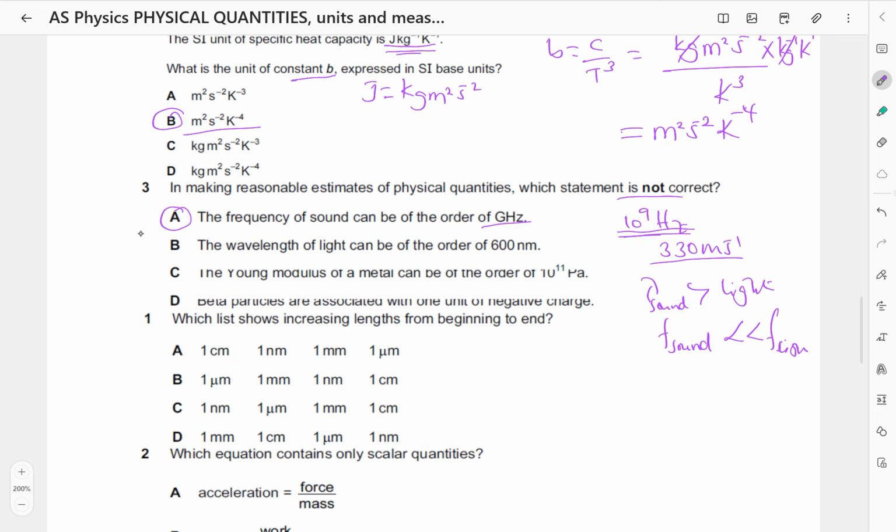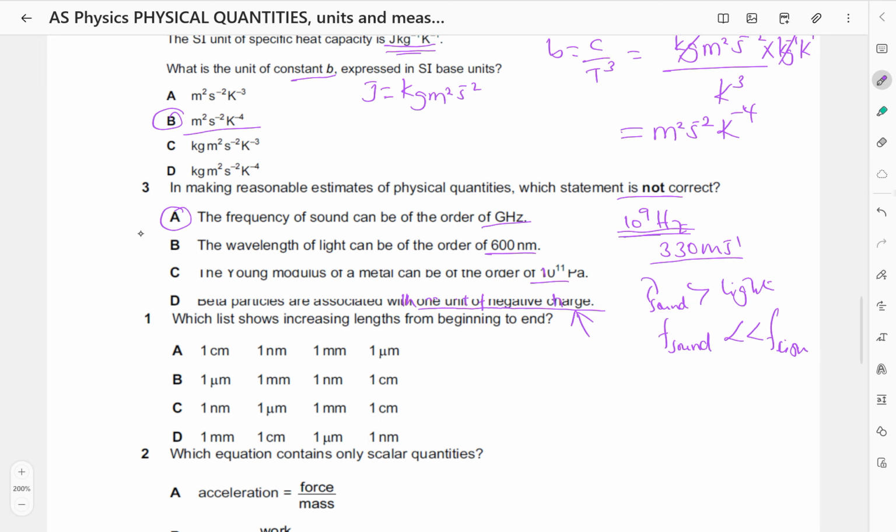The wavelength of light can be of the order of 600 nanometers, that is fine. The Young modulus can be of the order 10 power 11, that is also common. You have seen Young modulus expressed as 10 power 11 pascals. Beta particles are associated with one unit of negative charge. That is also very true.